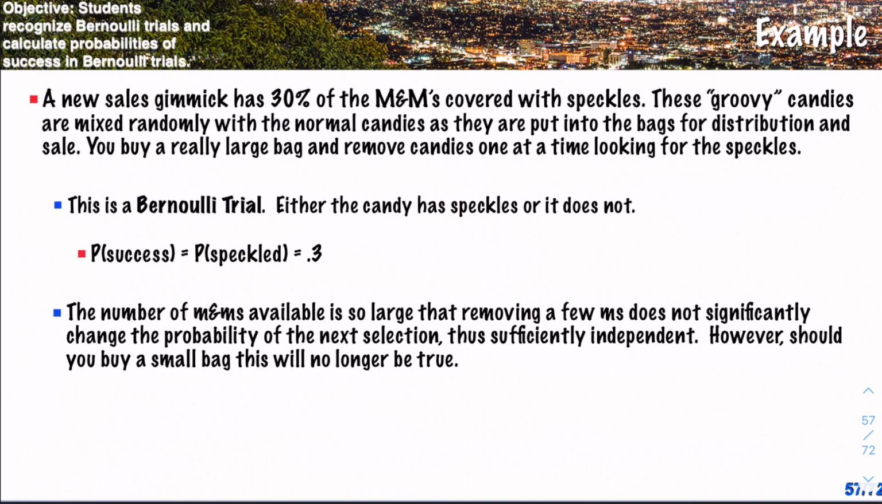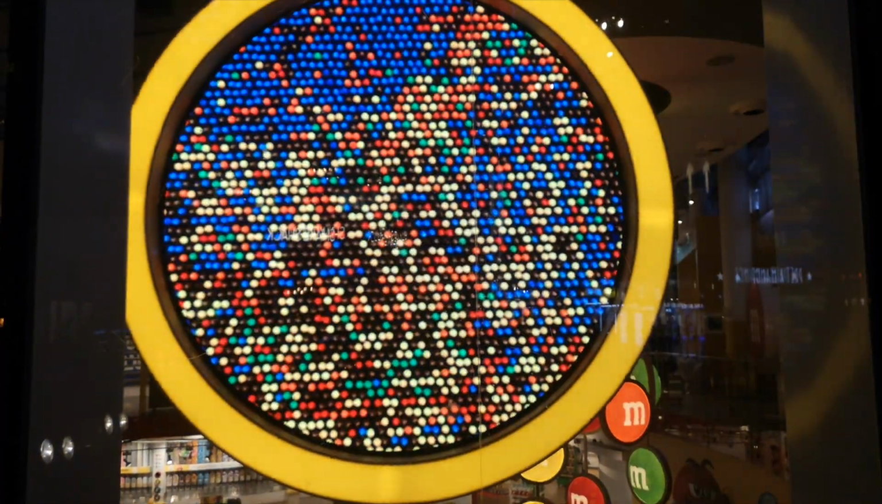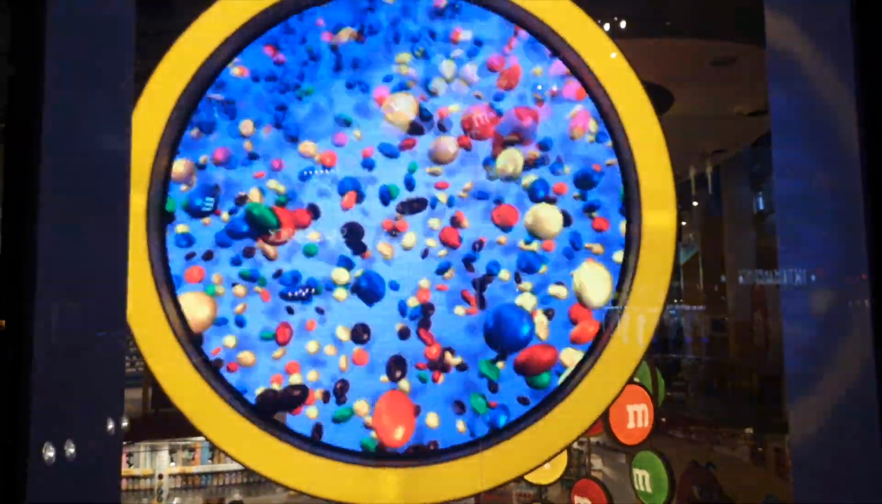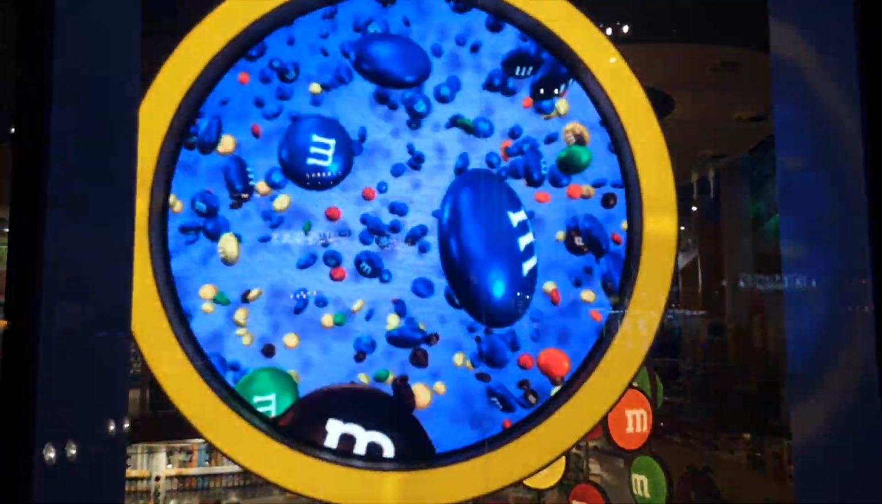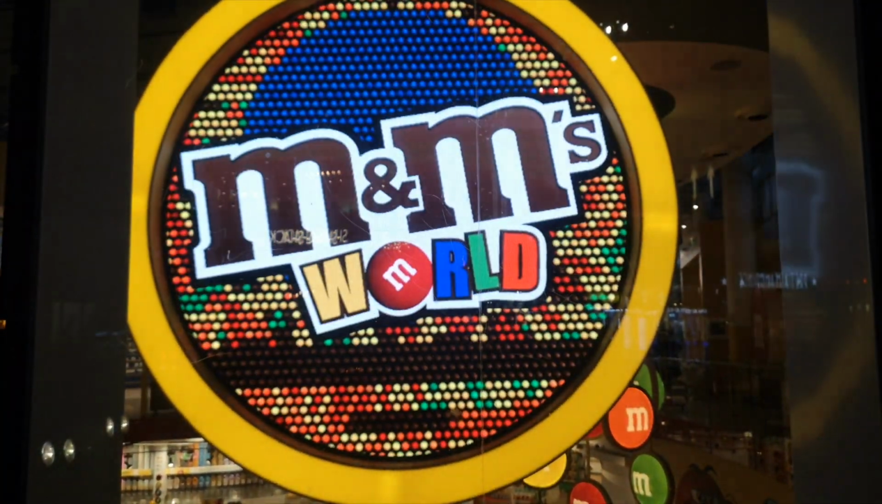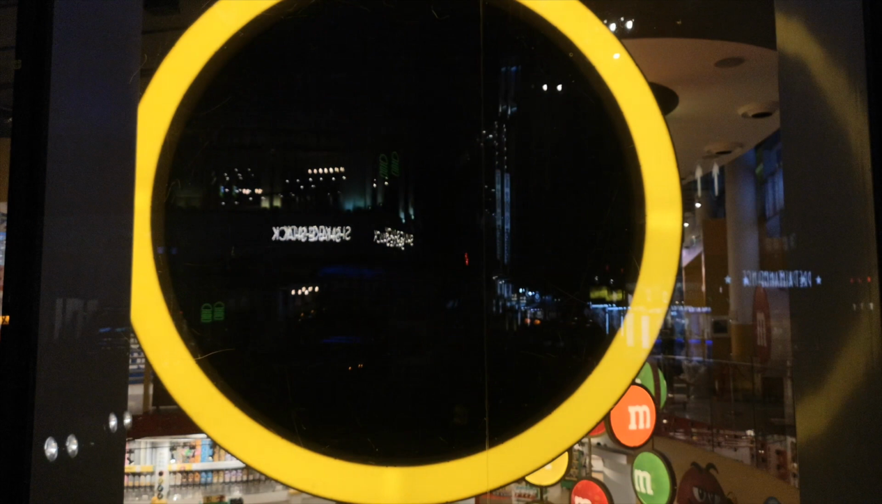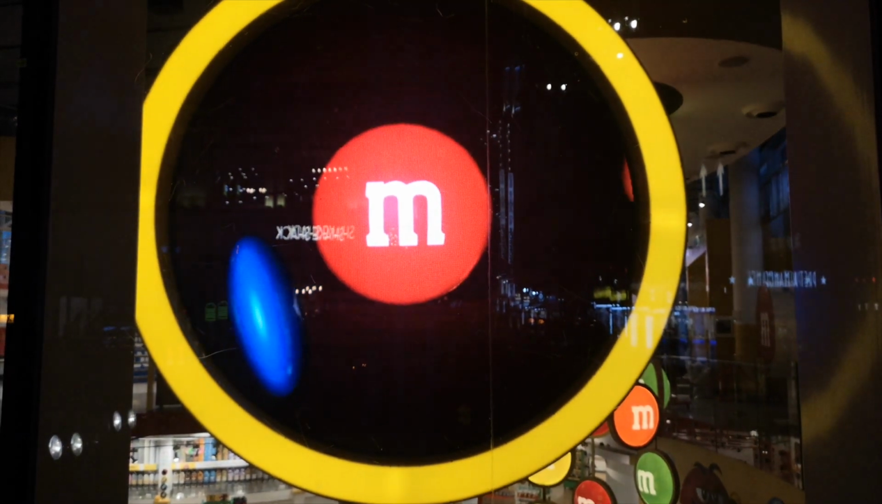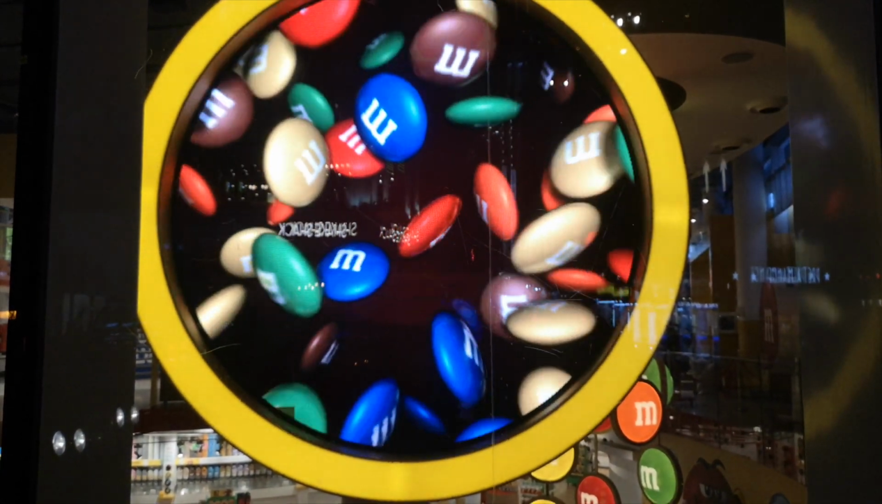So let's do an example. A new sales gimmick has 30% of M&Ms covered with speckles. These groovy candies are mixed randomly with normal candies as they are put into the bag for distribution and sale. You buy a really large bag and remove the candies one at a time, looking for the speckles. You want to see what happens.